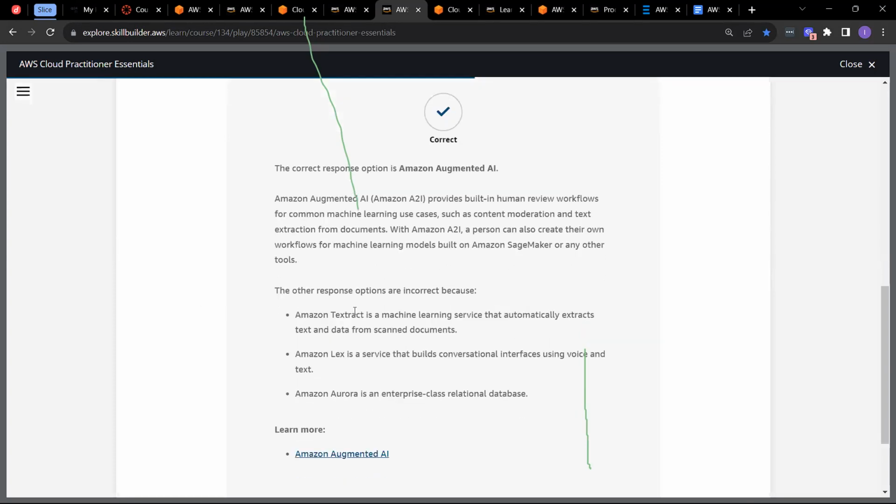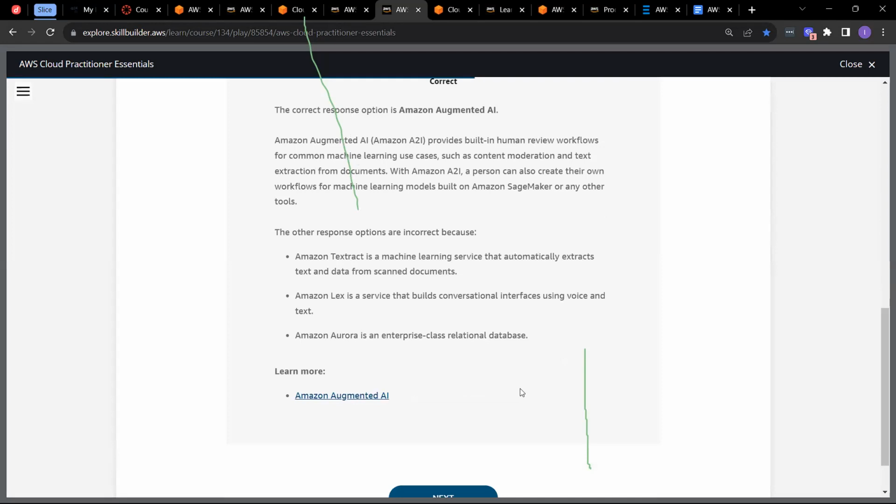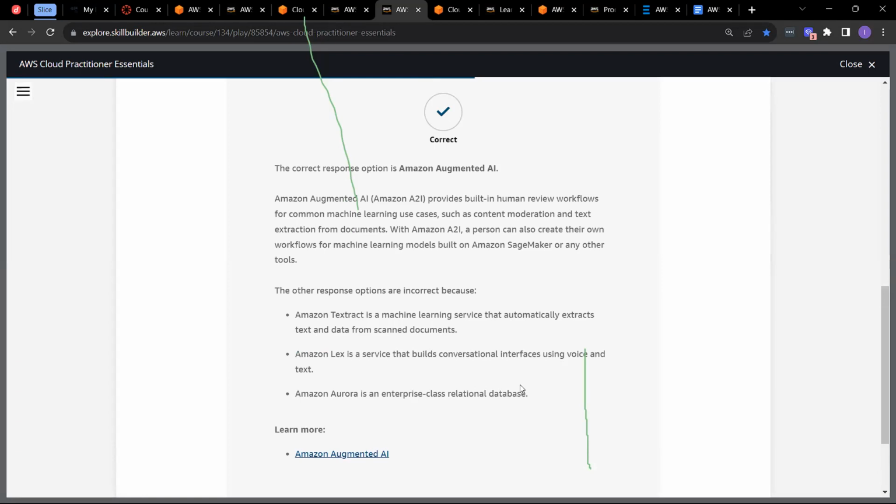The service is SageMaker. Okay, Textract is a machine learning service that automatically extracts text and data from scanned documents. Lex is a service that builds conversational interfaces using voice and text. And Aurora is an enterprise class relational database. So wait, Textract is also machine learning. No. Textract is just like an OCR. It just reads text.